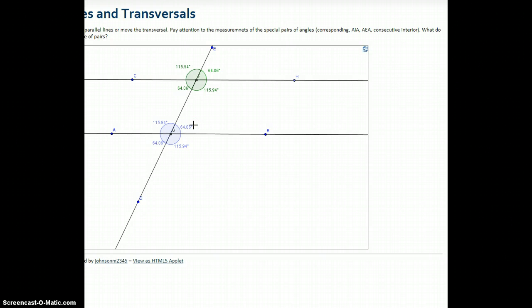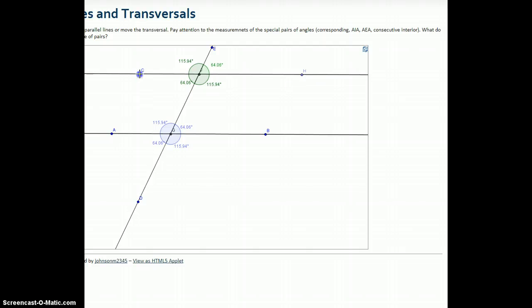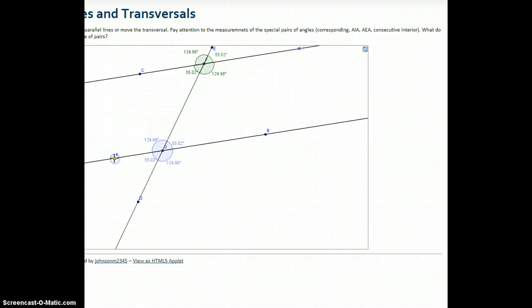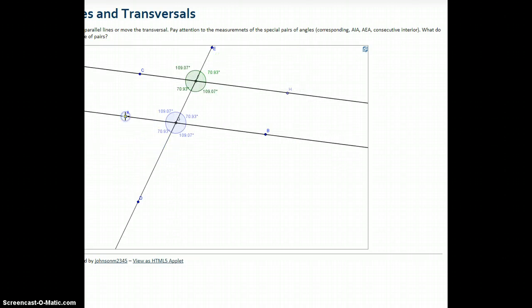All right, where this cursor is here, the 64, and then where the cursor is now at that 64. Those are the corresponding angles. So pay attention to those measurements as I just move these pictures around. Notice how they're always staying equal to each other. Okay, any of the other pairs of corresponding angles, they're staying equal. So what we can say is when you have parallel lines cut by a transversal, corresponding angles are going to be equal. All right, so now let's look at the alternate interior angles.